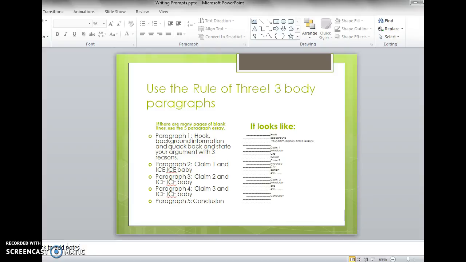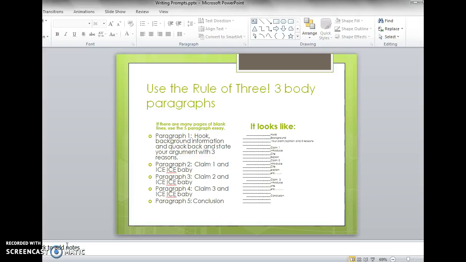However, if they give you a persuasive or an argumentative prompt and they give you several pages, you know that you're expected to write a multi-paragraph essay. I always suggest that you use a 5-paragraph essay plan.